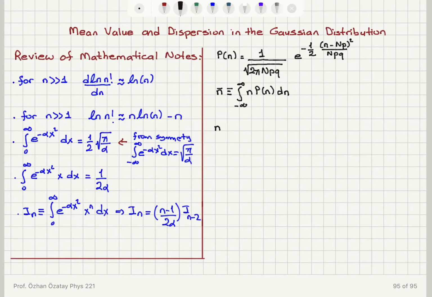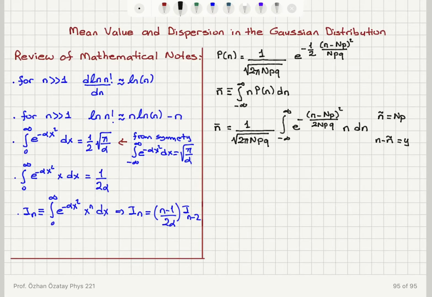So with that, the mean value of n is going to be 1 over square root 2 pi capital NPQ, integral from minus infinity to plus infinity, exponential minus n minus capital NP squared divided by 2 NPQ, n dn. So here I'm going to basically recall that this NP was the most probable value. It's the maximum point in the probability distribution. So I'm going to call n minus n tilde, which is capital NP, as a new variable y. So I'm making a change of variables, and with that dn is going to be equal to dy.